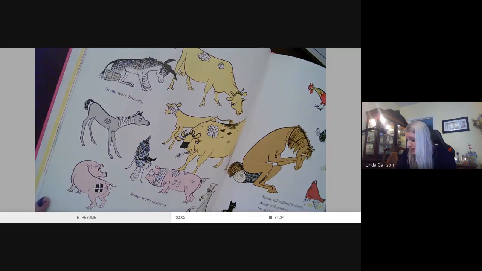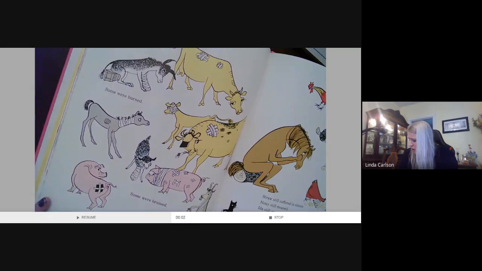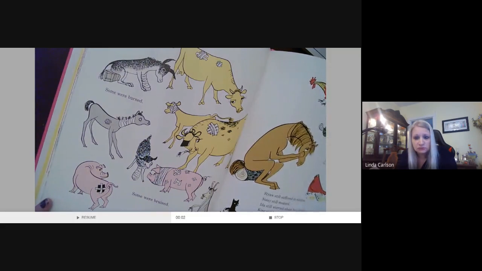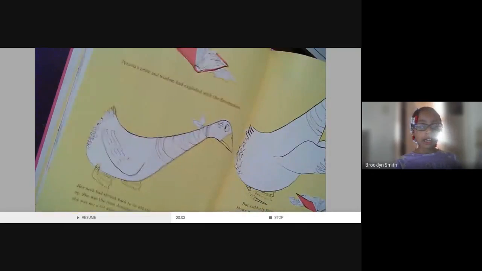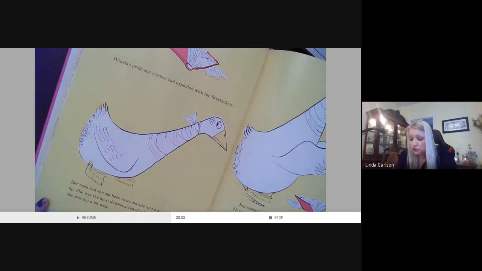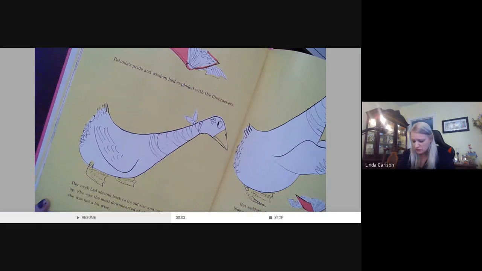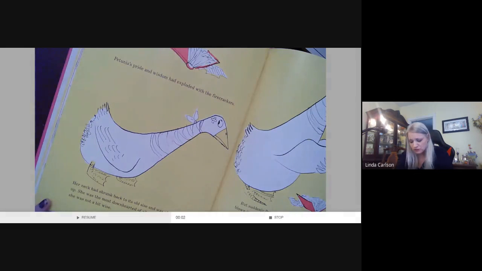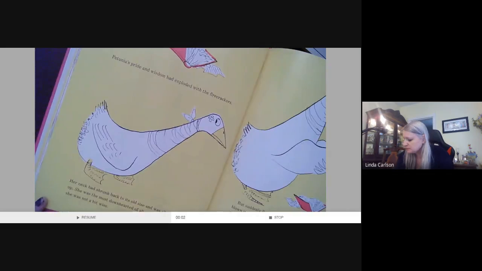Straw still suffered in silence. Noisy still moaned. Ida still worried about her chicks. King still brooded over his comb. All the barnyard was in trouble, and all because of Petunia. It was her fault. Petunia's pride and wisdom had exploded with firecrackers. Her neck had shrunk back to its old size and was all bandaged up. She was the most downhearted of all, for she saw now that she was not a bit wise.